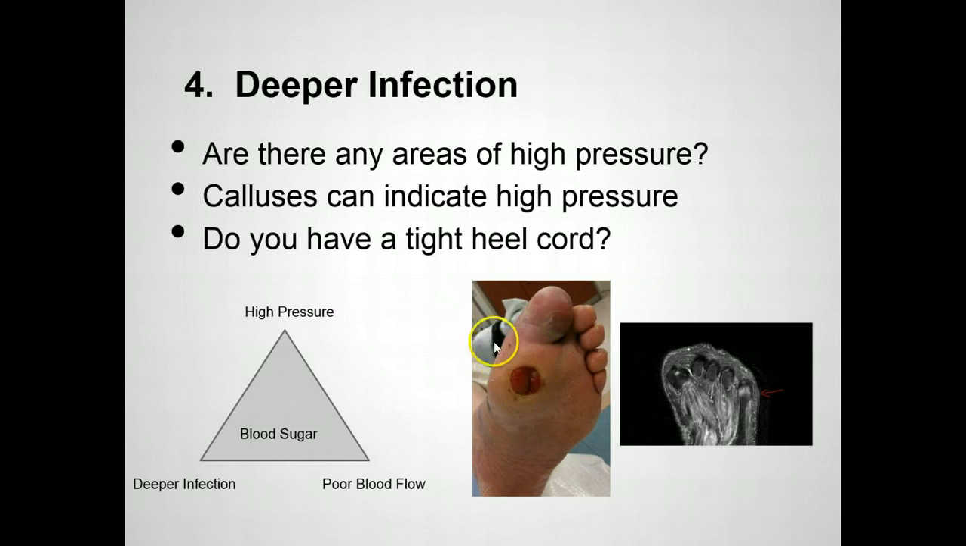Calluses can have a high pressure area that can cause a wound, and then once the wound gets infected in the skin, and if it goes down to the bone, then we have to remove that bone or do 6 to 8 weeks of IV antibiotics.